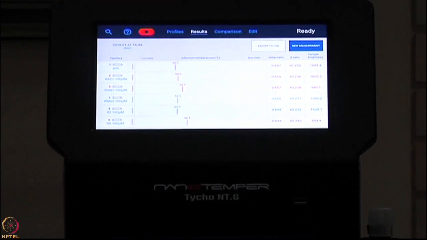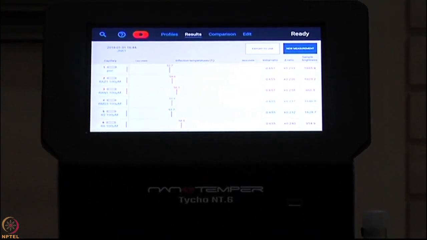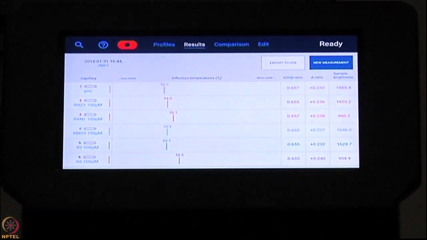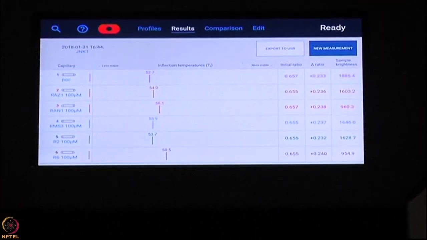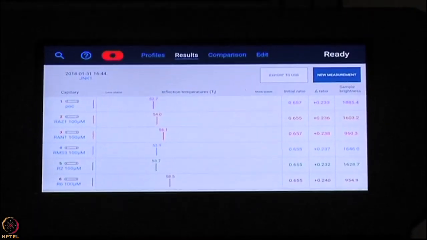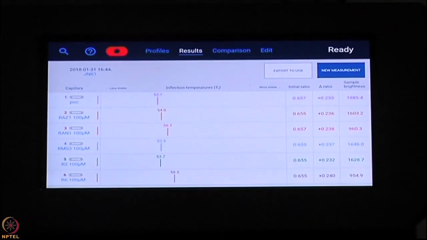Another thing is you are seeing the stability of your protein. Many times you purify the same protein over some months, so you can always compare what the profile similarity is and what percentage loss you have. You can integrate all these things into your workflow to measure protein stability.